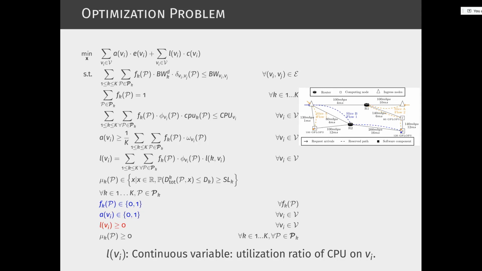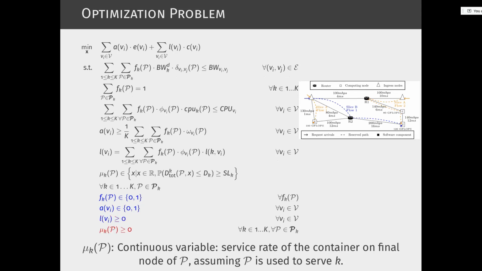L would be a continuous variable. It just serves us to calculate the utilization ratio of the CPU. So if I reserve 20% of the resources on a node, LVI of that node would be equal to 0.2. And mu is a continuous variable. It tells you which service rate has been chosen for a given service of the flow K, given that this service uses path P. And it is directly linked to the number of CPU resources that you allocate to that container.